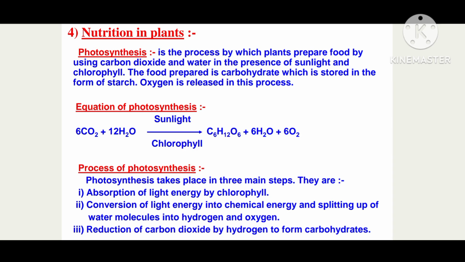In last session we learned about modes of nutrition. In today's session we are going to learn about nutrition in plants.